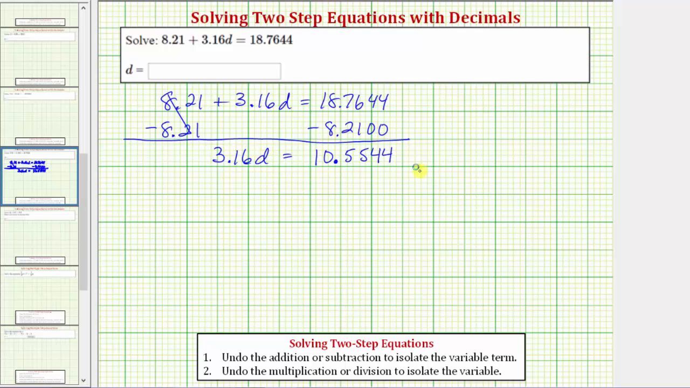The second step is to multiply or divide in order to solve for the variable d. And again, because 3.16d means 3.16 times d, to undo multiplying by 3.16, our second step is to divide both sides by 3.16. Again, on the left side, dividing by 3.16 undoes multiplying by 3.16, and therefore the left side simplifies to d. This is also 3.16 divided by 3.16, which equals 1. 1 times d is d. And therefore, our solution is equal to the quotient on the right.